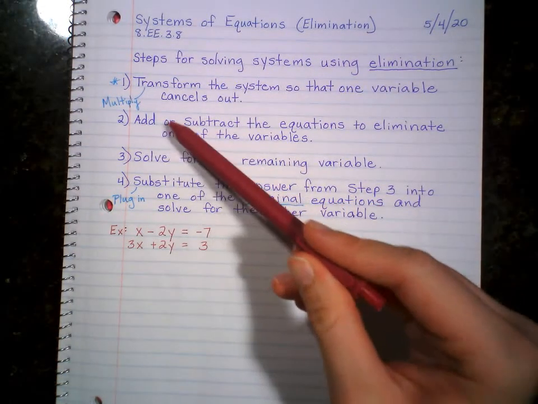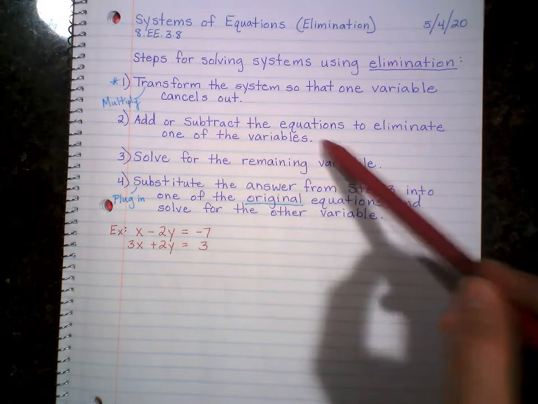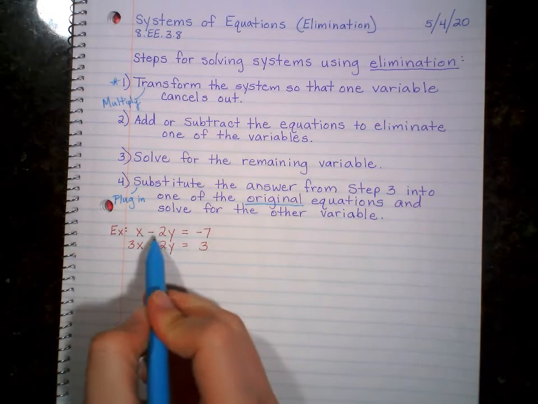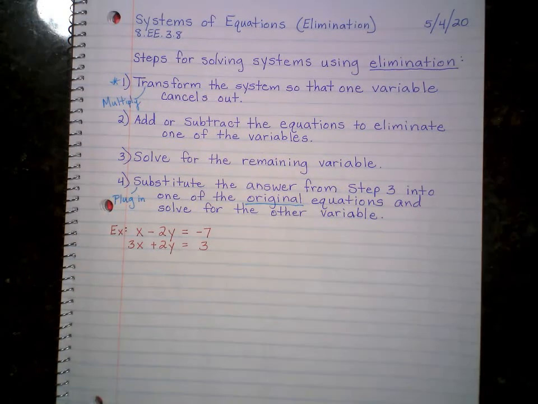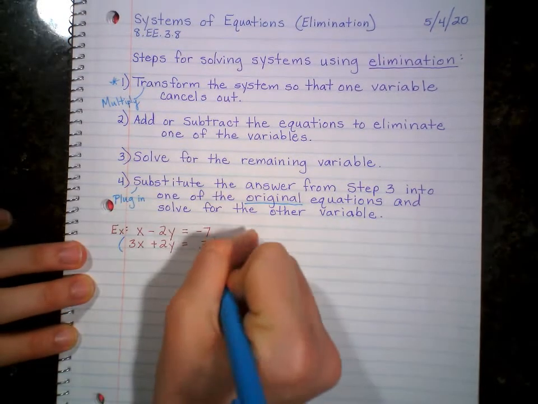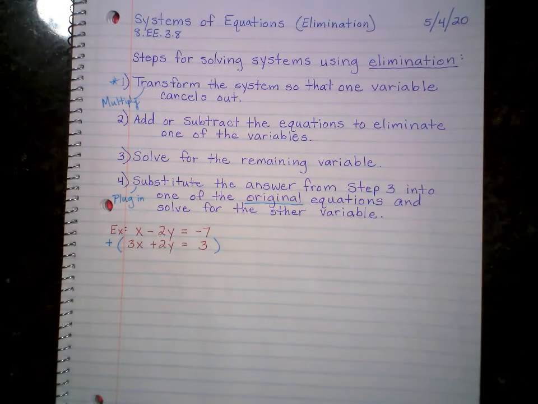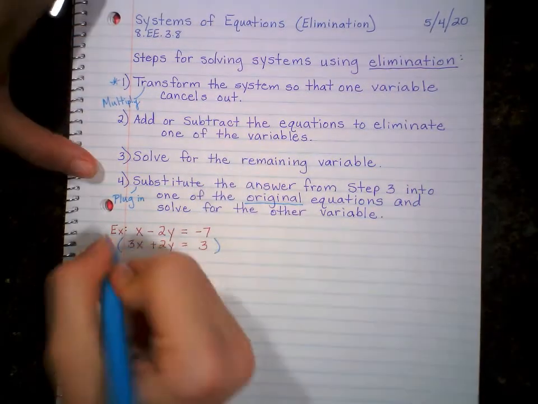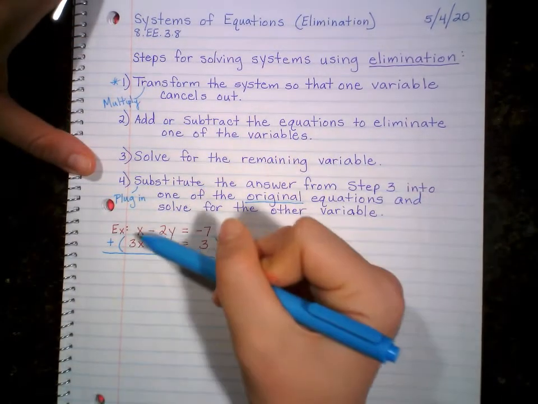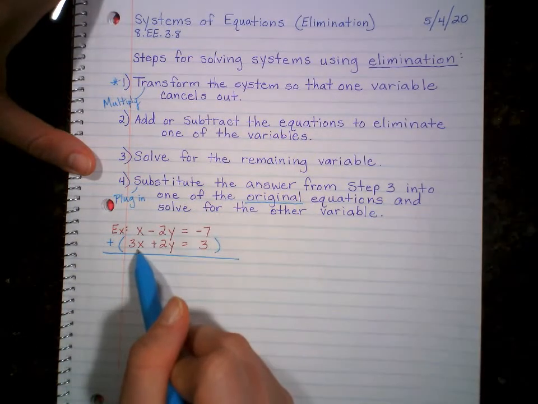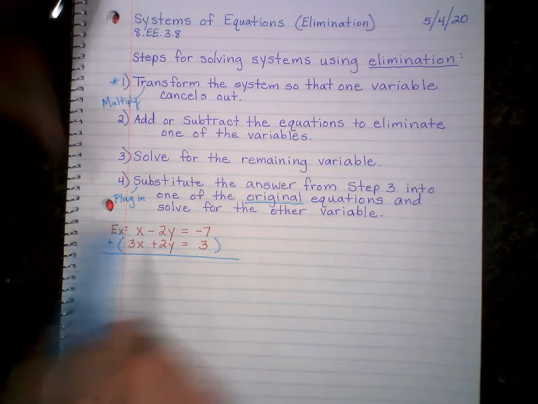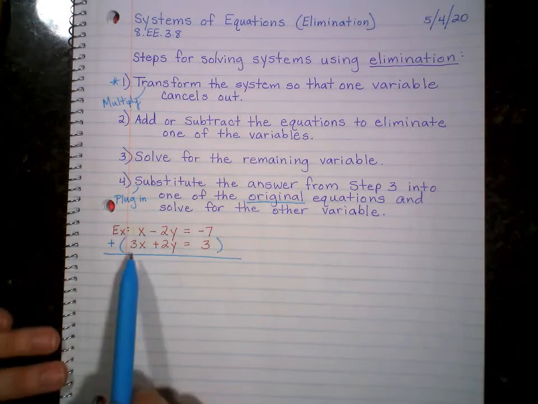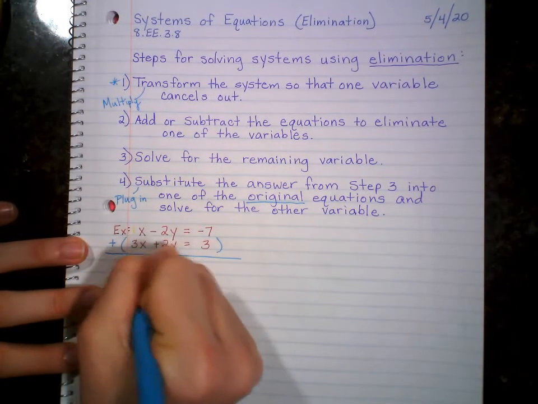Step 2, add or subtract the equations to eliminate one of the variables. So, I know that negative 2y plus 2y goes away. So we are going to add the equations. Add like terms. We're adding vertically. So x plus 3 more x's. This is 1x. There's an invisible 1 out front. So 1x plus 3 more x's will leave us with 4x's.